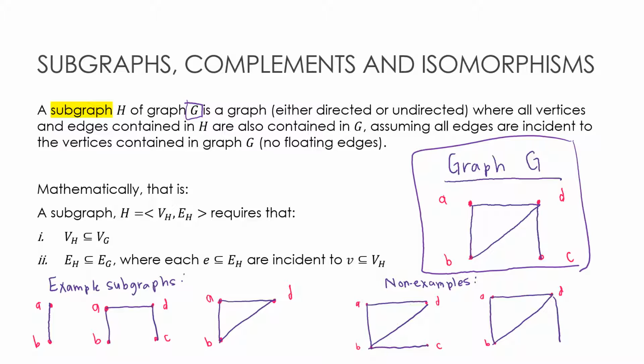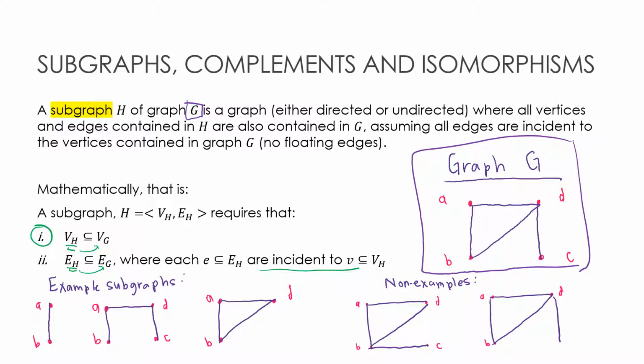Also, any of the edges contained in H are also contained in G, assuming all edges are incident to the vertices contained in the graph, which essentially means I can't make a floating edge that is in the original graph but doesn't connect to a vertex. So let's take a look mathematically what this means. This is saying the set of vertices is a subset of the set of vertices of G, and the set of edges is a subset of the set of edges, and implies that they are incident.